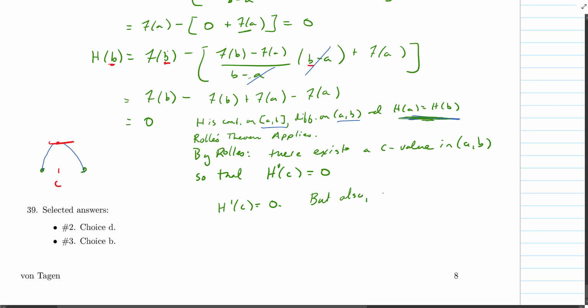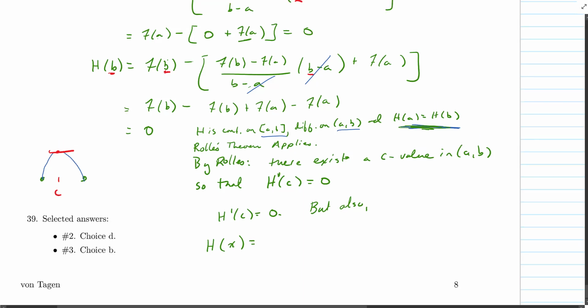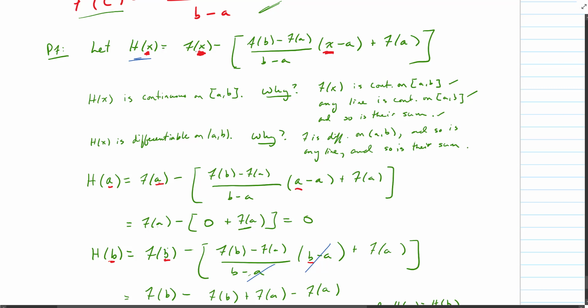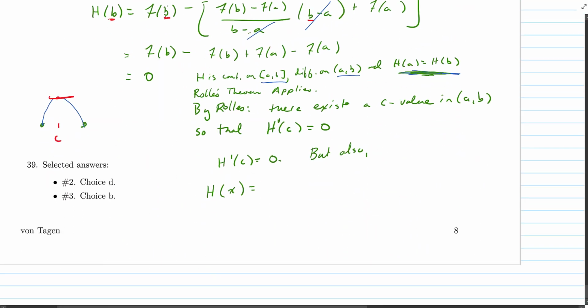But also, I'm sorry to be running out of room here, folks. Let's go back to the original function h of x that we were working with, and let's take its derivative. So here's the function h of x. When we take its derivative, h prime of x will be f prime of x, and then this is a line here, folks. What's the derivative of a line? The derivative of a line is just its corresponding slope. So h prime of x will just be f prime of x minus f of b minus f of a all over b minus a.